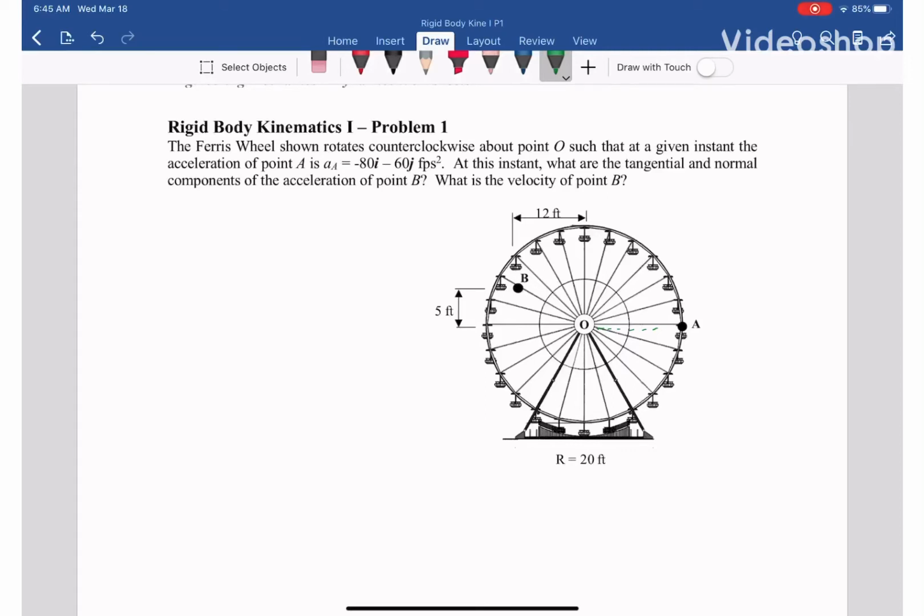So this is problem one, rigid body kinematics one. This is about the Ferris wheel, and so it rotates counterclockwise. It rotates counterclockwise about point O. And you can see that basically it will be a Ferris wheel.